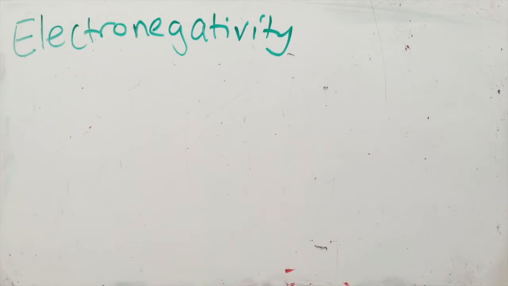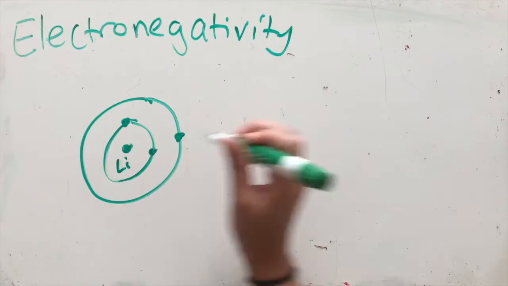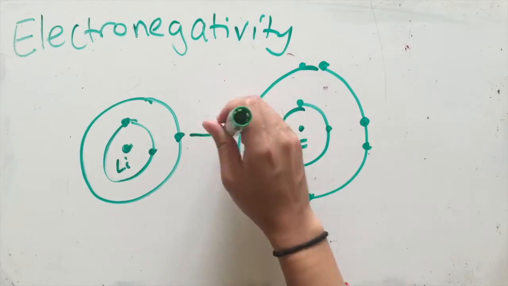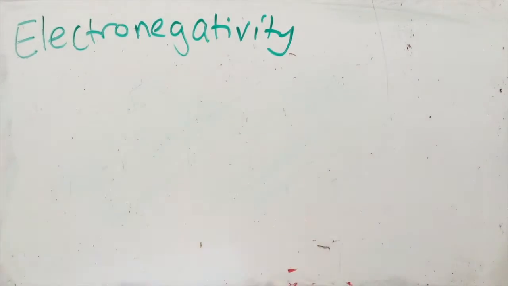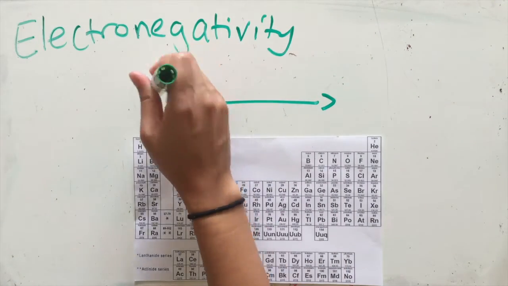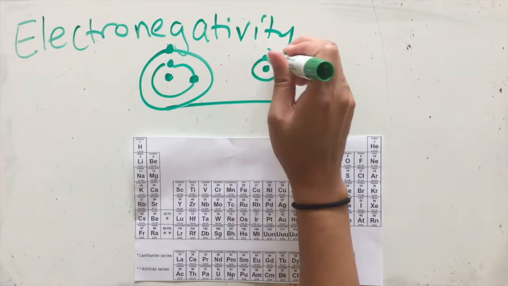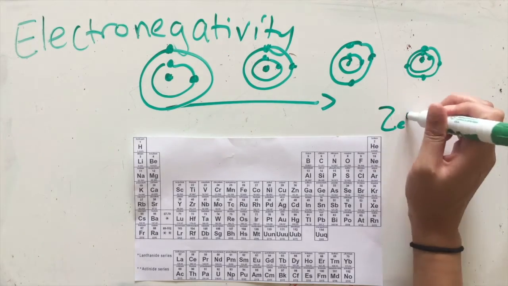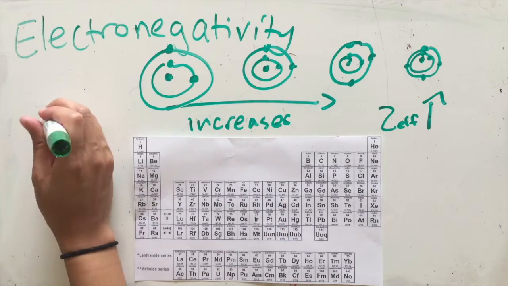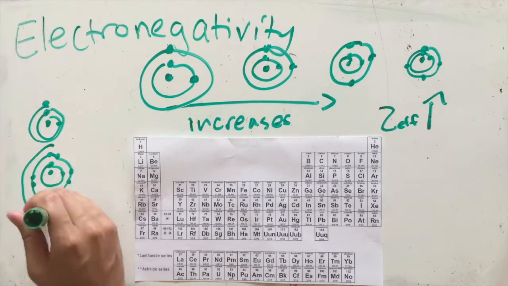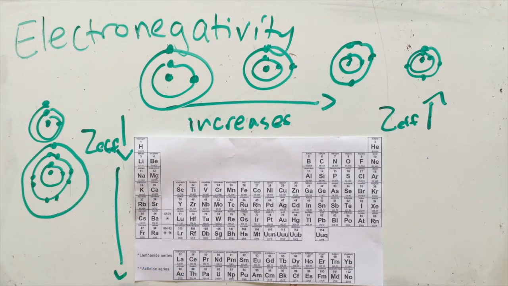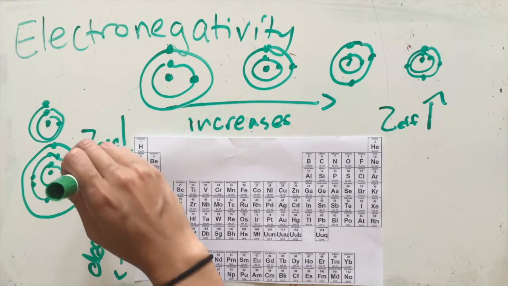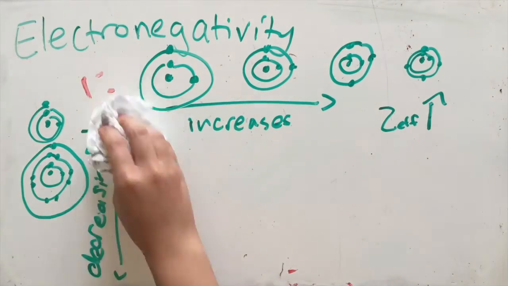Now we're going to talk about electronegativity. Electronegativity is the measure of the ability of an atom to attract electrons and form a chemical bond. As we previously said, going across a period causes the atomic radius to decrease. The smaller size allows the protons in the nucleus to exert a stronger pull on nearby electrons, increasing the electronegativity. As we go down a group, the atom gets bigger, the nuclear attraction decreases, as the electrons are farther away from the nucleus. This causes the electronegativity to decrease.